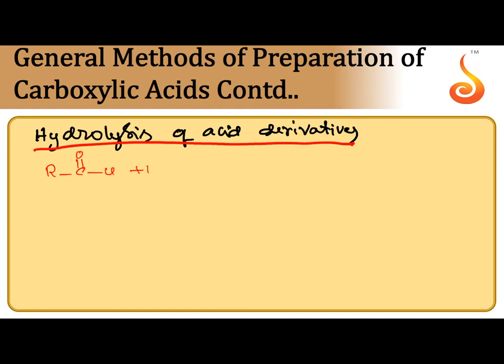Let us take acid chloride. When it is subjected to hydrolysis, nucleophilic acyl substitution takes place. OH through lone pair attacks at carbonyl carbon and Cl minus is substituted. That Cl minus takes H plus from H2O. So finally RCOOH. This type of reaction is also called nucleophilic acyl substitution.